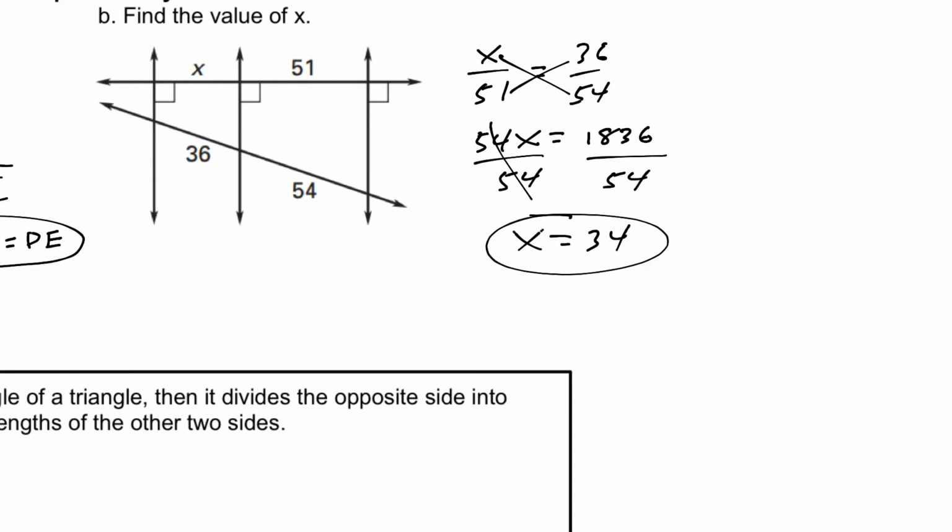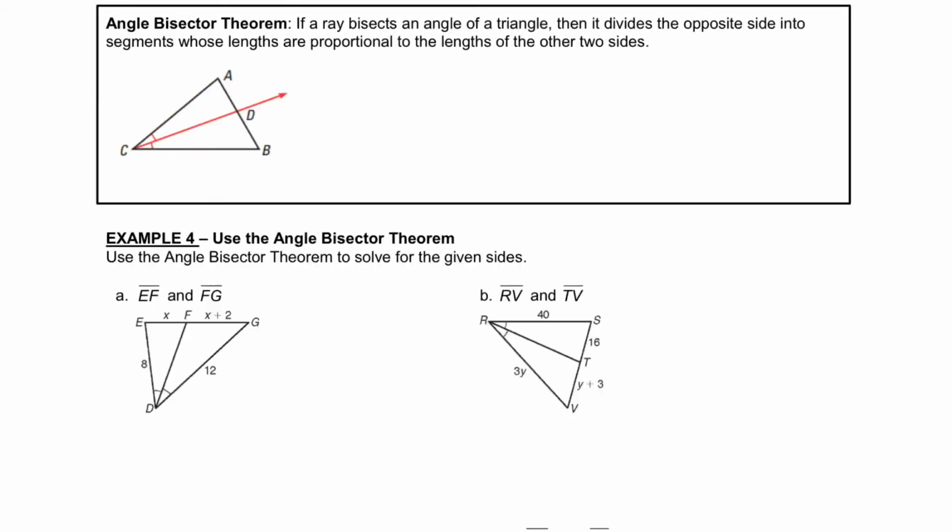Now let's take a look at what's in this box in the middle of the page. We have this angle bisector theorem. This one says if a ray bisects an angle of a triangle, then it divides the opposite side into segments whose lengths are proportional to the lengths of the other two sides. Again, that's kind of wordy, so let me show you what's true on this one based on the diagram, and I think it'll make a lot more sense.